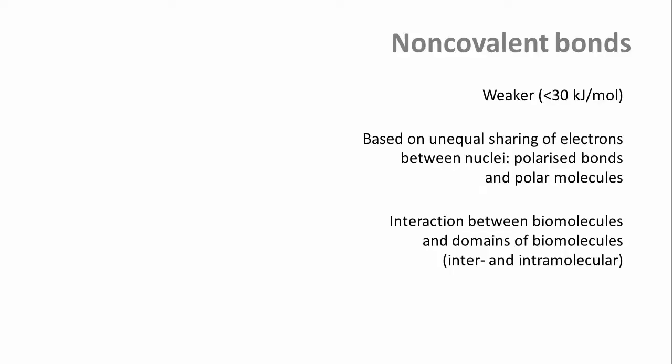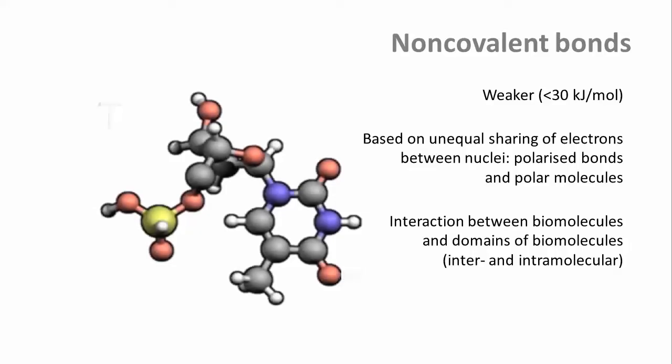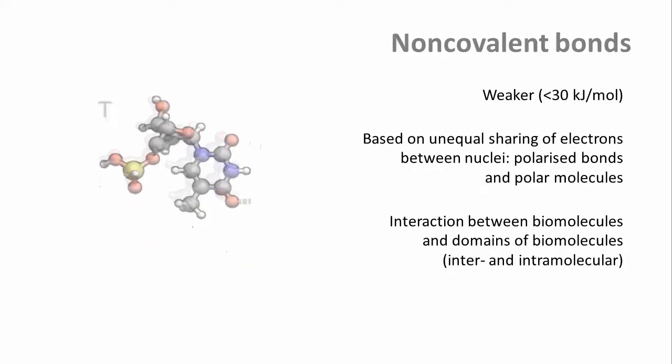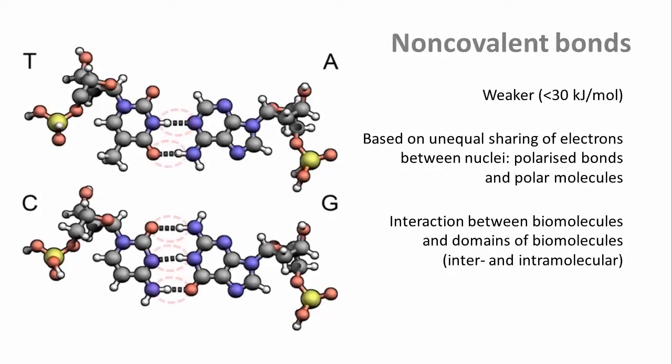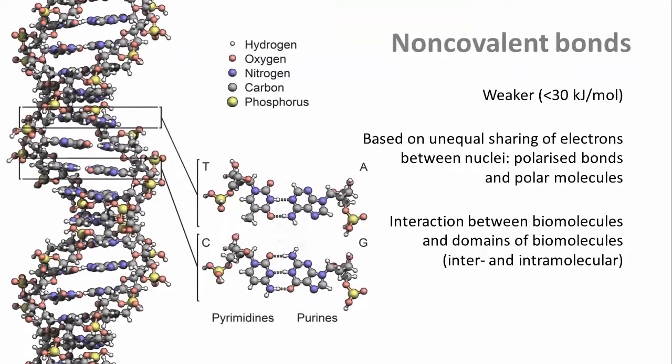So while all the bonds you see in this molecule here, thymidine phosphate, a building block of DNA, are covalent bonds, thymidine forms non-covalent bonds when it's part of DNA. You can already see from this example that non-covalent bonds have a great role for intra- and intermolecular interactions in the cell. They also determine solubility in water.